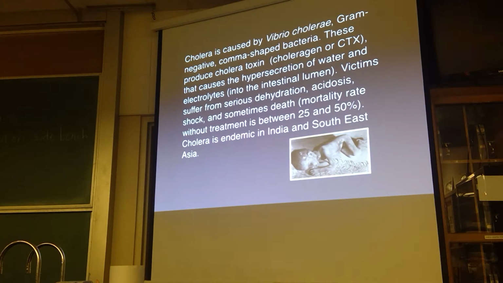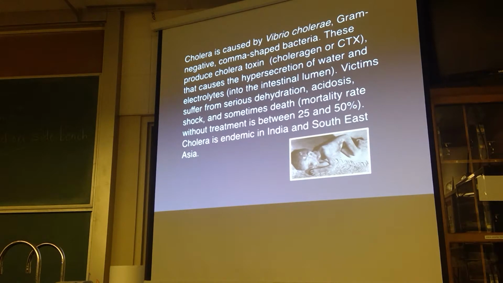Okay, the next one that is a good match is Vibrio cholerae. These are the causative agents of cholera. Again, they're gram-negative. Vibrio means they're comma-shaped organisms, so they're kind of short, bent rods. They produce the cholera toxin. It's called choleragen or CTX. I don't know why the CTX, but anyway.